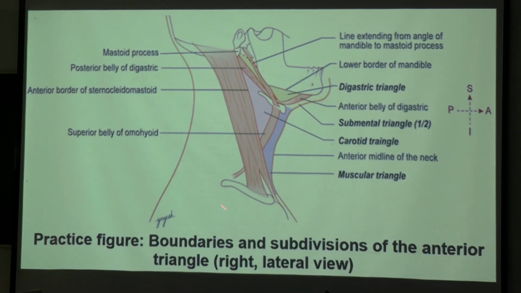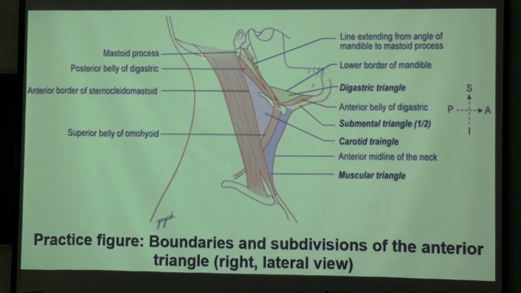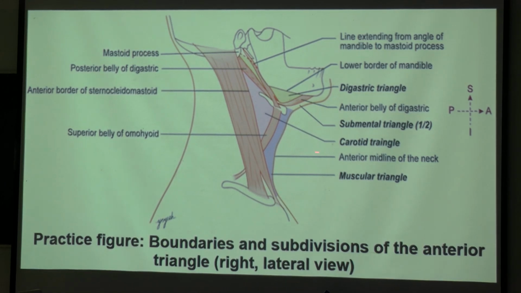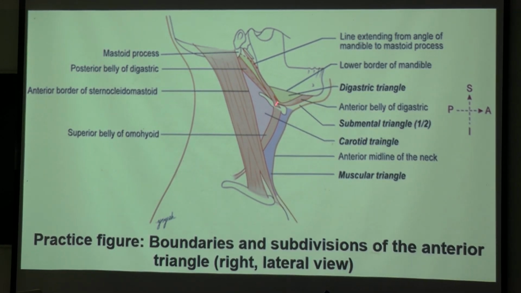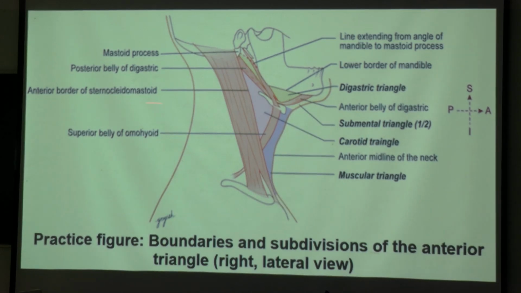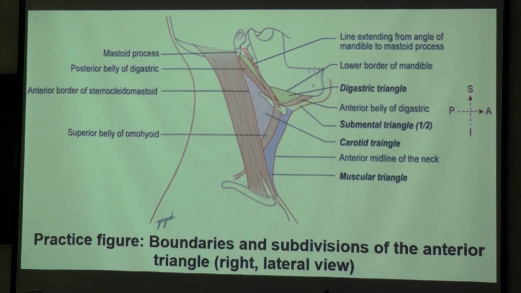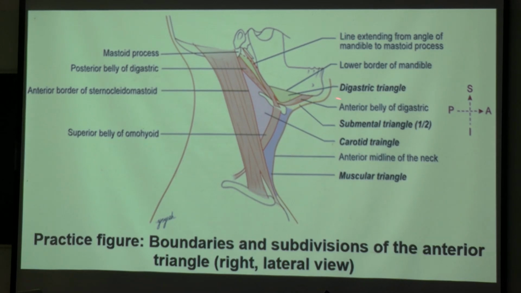Next we go to the carotid triangle. Its apex is directed towards the hyoid bone where the two bellies of the digastric muscle join, forming the tendinous insertion of these two bellies over the hyoid. Here is the apex. The base is formed by the anterior border of the sternocleidomastoid muscle. The anterosuperior boundary is formed by the posterior belly of digastric, and the anteroinferior boundary is formed by the superior belly of the omohyoid. So this is the carotid triangle, just lateral to the midline of the neck.